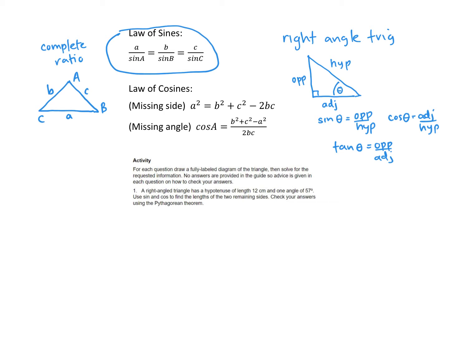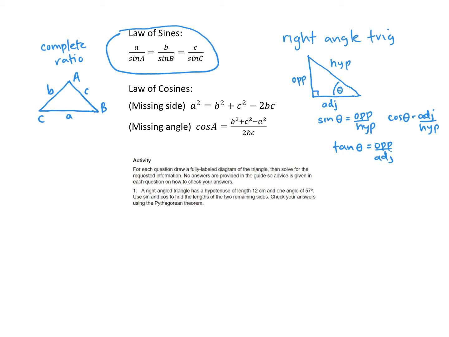The law of sines says that the ratio of a side and the sine of its opposite angle is always the same. So a over sine A equals b over sine B equals c over sine C. And you can do it the other way if you prefer, putting sine A over a, sine B over b, sine C over c.